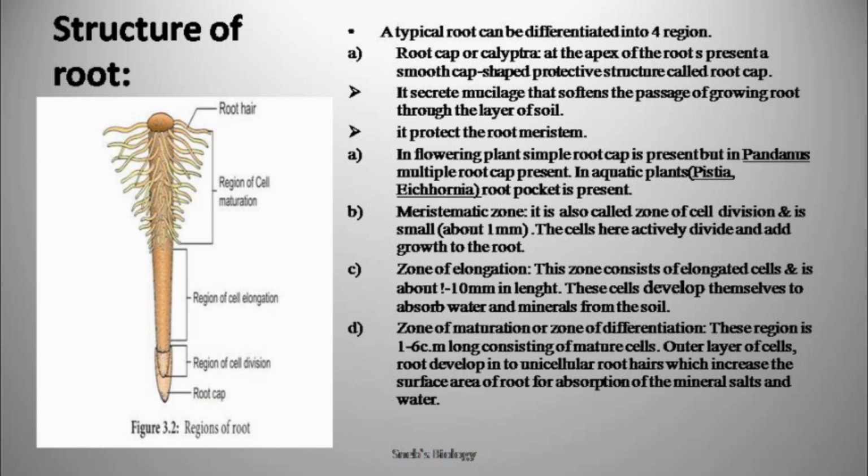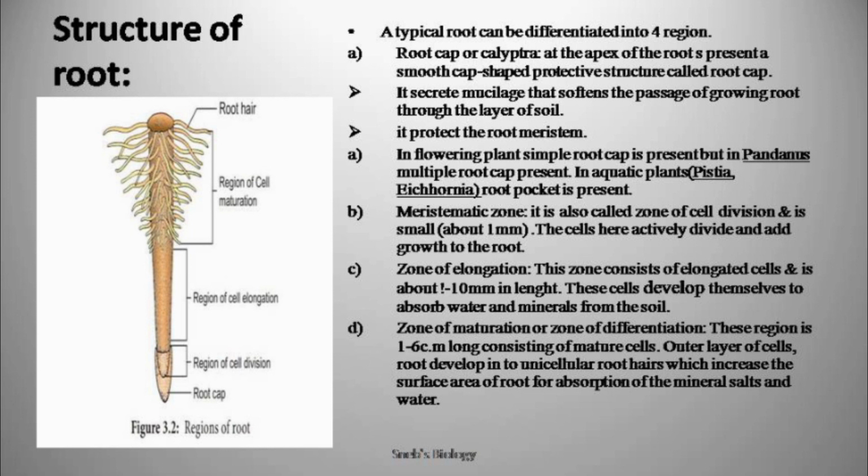Then growing point or meristematic zone. It is also called the zone of cell division and is small, about 1 millimeter, just next to the root cap. The cells are thin-walled with no intercellular spaces. It is the essential part of root as cells here actively divide and add growth to the root.